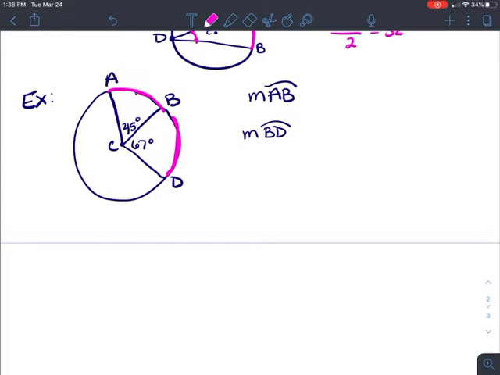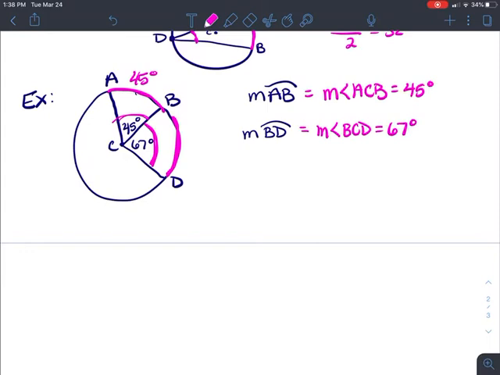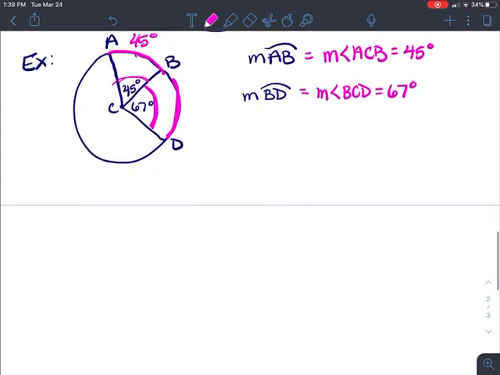Okay, so since this is a central angle, I would say that this is 45 degrees as well, since this is a minor arc. So the minor arc is equal to the measure of the central angle. So I can say it is equal to the measure of angle ACB, which is equal to 45 degrees. And the measure of arc BD is also going to be the same as the measure of the central angle, which is right here. So that would be equal to the measure of angle BCD, which is 67 degrees. Okay, that is for central angles.